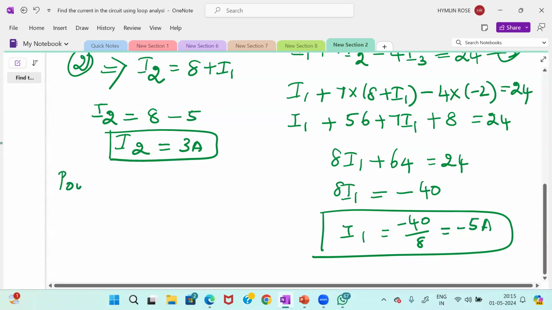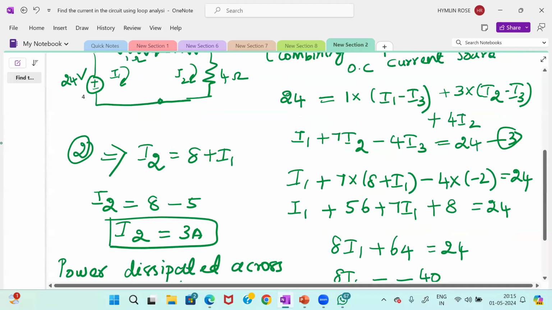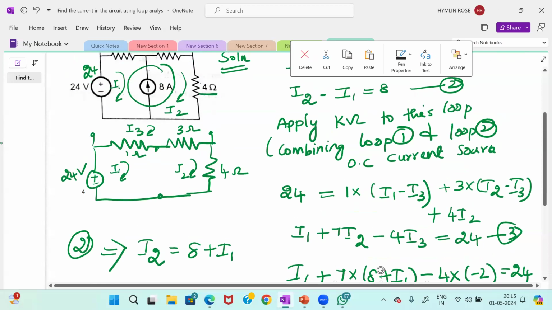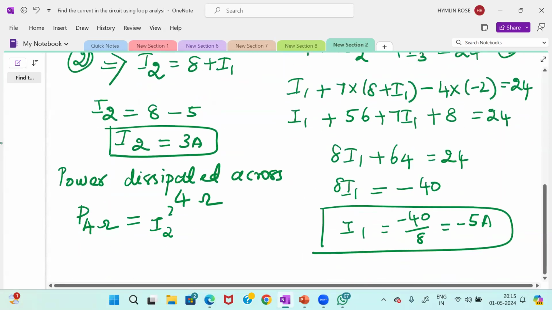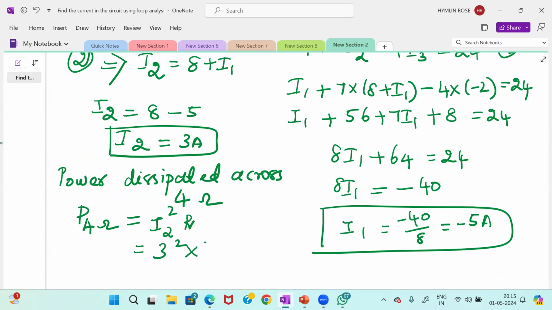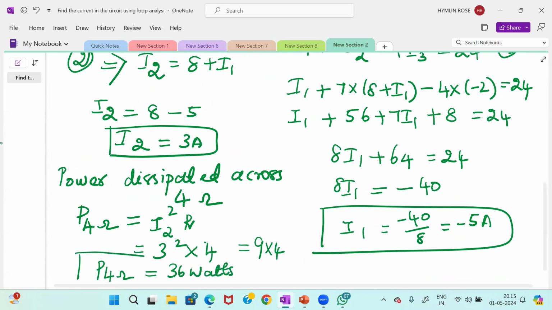So the question is the power dissipated across 4 ohm. What is the power dissipated across 4 ohm? Power is I square R. What is the current flowing through this 4 ohm? I2. So it is I2 square into R. What is I2 square? 3 square, into what is the value of R? It is 4. So 3 square is 9, into 4. So the power dissipated across 4 ohm is 9 times 4, so 36 watts. So this is your final answer.